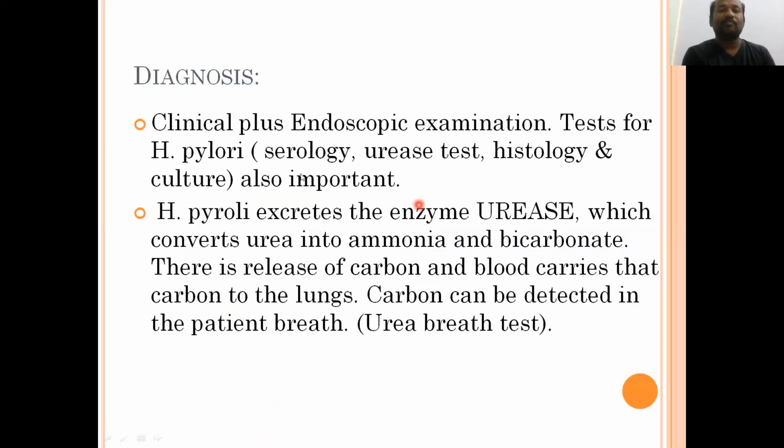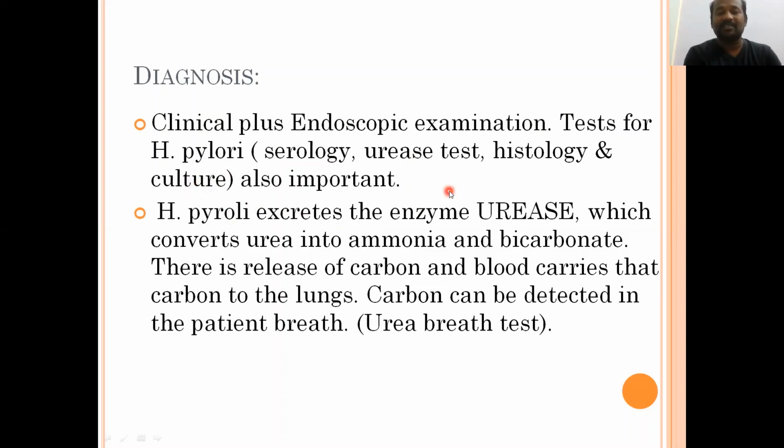So diagnosis of peptic ulcer disease includes clinical identification plus endoscopic examination. Then the test for H. pylori is also important. H. pylori can be detected with the serological test, antigen antibody based test, and also with the urease test and histological examination, and also with culture sensitivity test, that means antimicrobial sensitivity test.